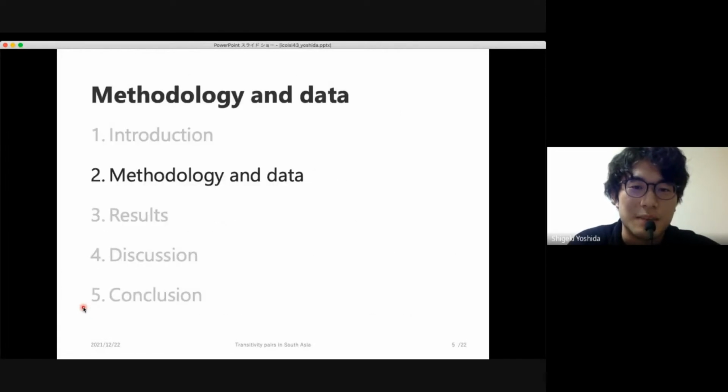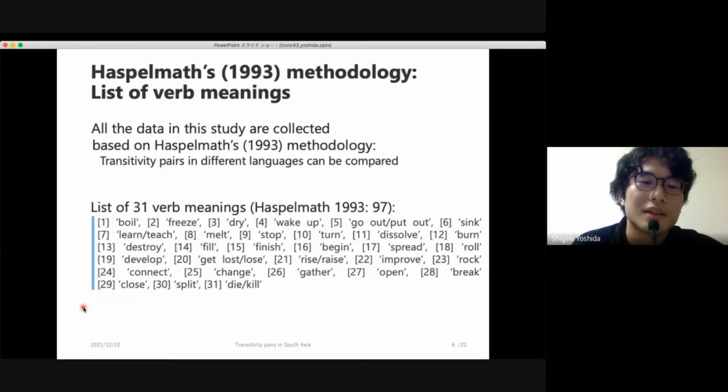Okay, let's move on to the methodology and data. All the data in this study are collected based on Haspelmath's methodology. By using this methodology, transitivity pairs in different languages can be compared. He listed 31 verb meanings, which often show morphologically related transitivity alternations between non-causal and causal verbs. The 31 verb meanings are listed here with the numbers next to them, and I will use these numbers to refer to these verb meanings.